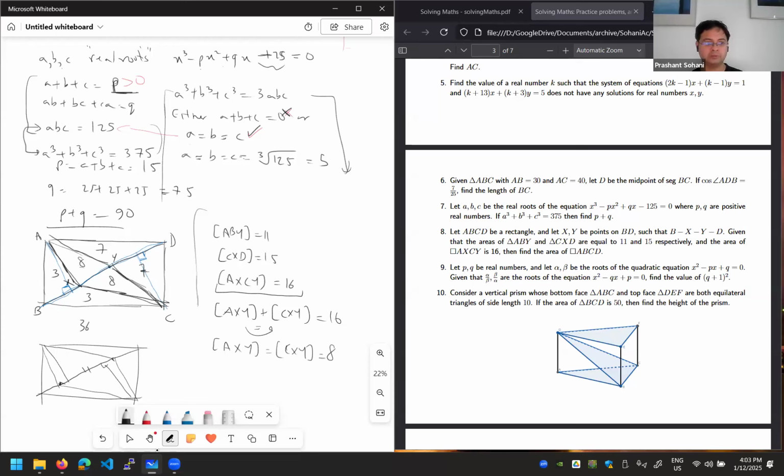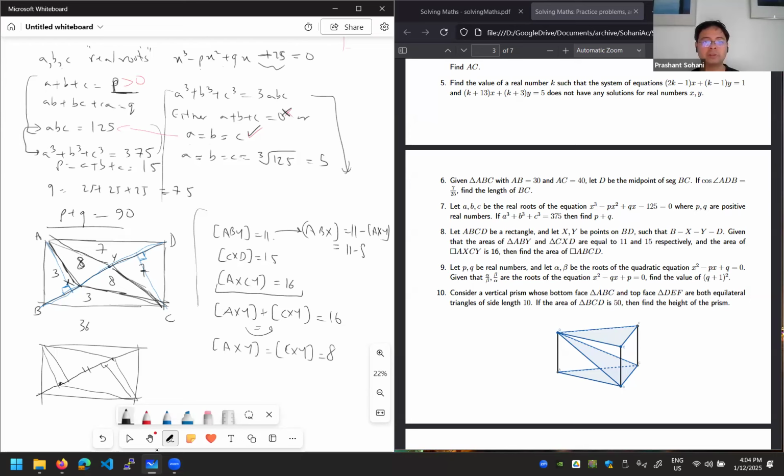Okay, so therefore, once you get this AXY as 8, and then we know that total ABY is 11, from this the remaining ABX can be computed. So ABX will be 11 minus AXY.